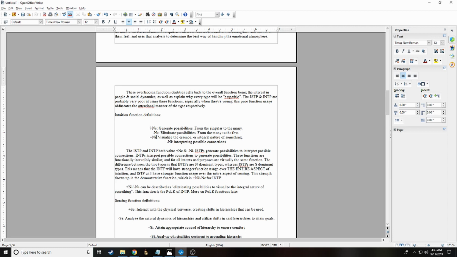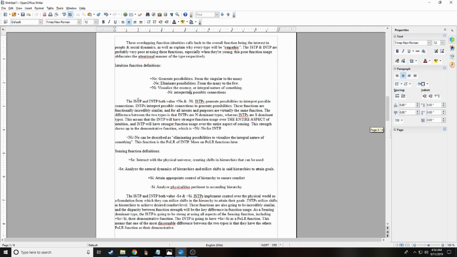Positive NI is visualize the essence or integral nature of something. Negative NI is interpreting possible connections. So the ISTP and INTP both value positive NE and negative NI. ISTPs generate possibilities to interpret possible connections. INTPs interpret possible connections to generate possibilities.